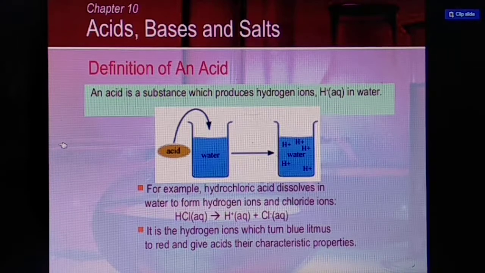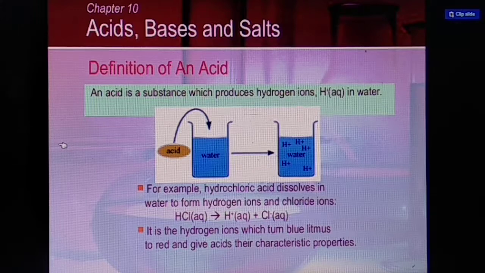So the definition of acid: an acid is a substance which produces hydrogen ion in water. So students, tell me, what is the definition of acid? Yes, you are absolutely right. Acid is the substance which produces hydrogen ion in water.